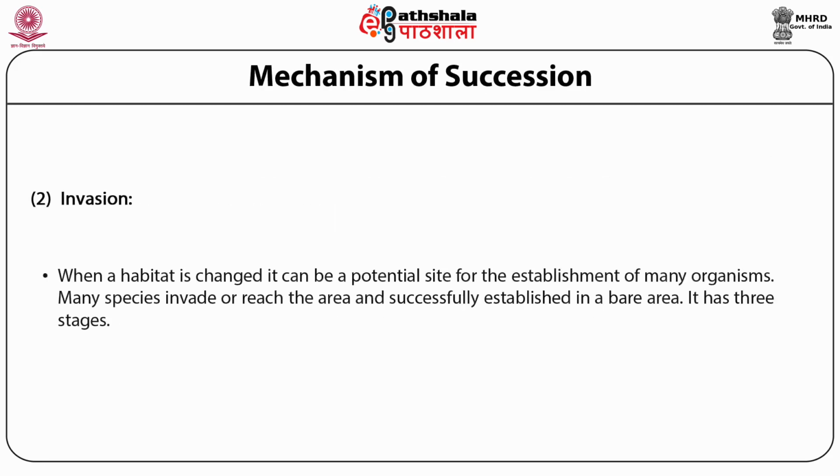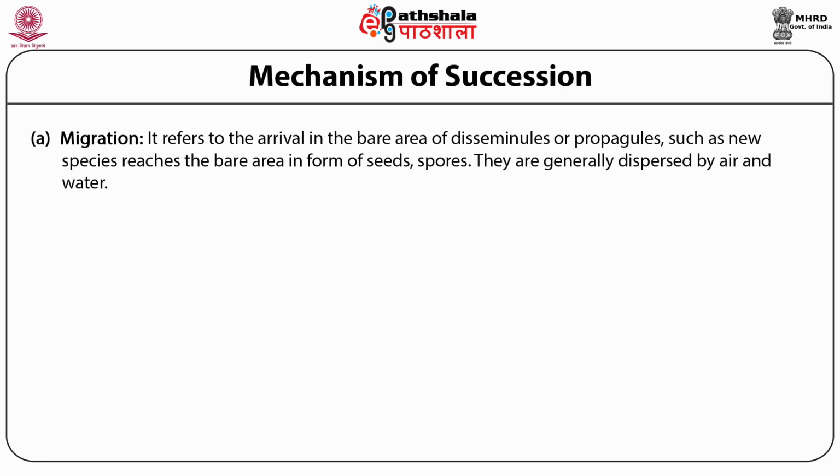Second is invasion. When a habitat is changed, it can be a potential site for the establishment of many organisms. Many species invade or reach the area and are successfully established in a bare area. The new species arrive here from other areas. It has three stages. First is migration. It refers to the arrival in the bare area of diaspores or propagules, such as new species reaching the bare area in the form of seeds and spores. They are generally dispersed by air and water. They are the pioneer stage of succession.